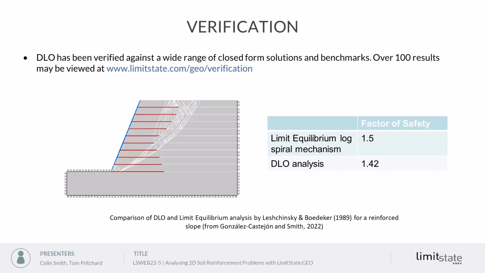I've just put one example up here, which is of a reinforced slope, comparing a DLO analysis with limit equilibrium using a log spiral mechanism. So the log spiral mechanism gave a factor of safety of 1.5. The DLO analysis came out at 1.42, slightly lower, which we'd expect because the DLO is able to find a more critical collapse mechanism than is determined by a single log spiral.